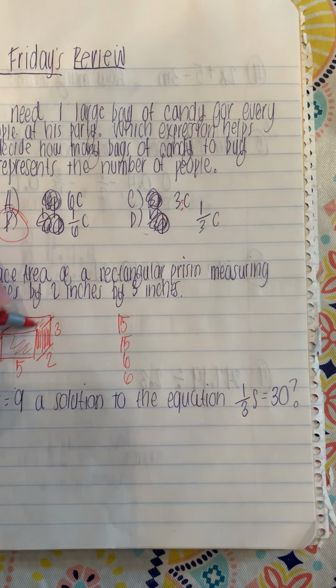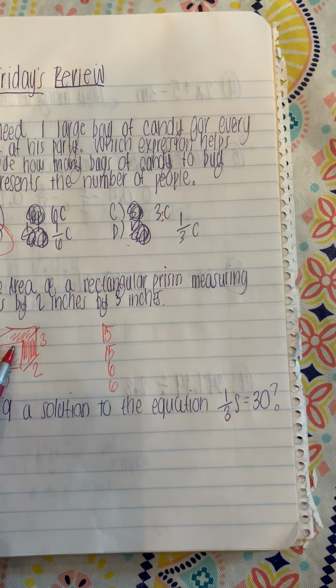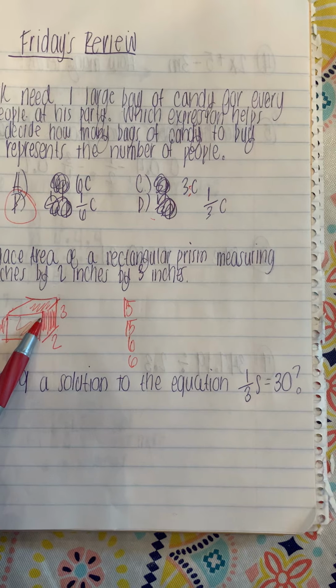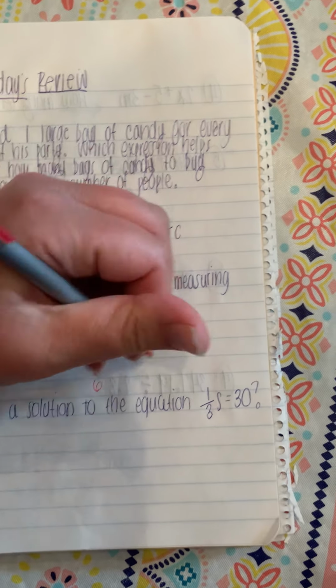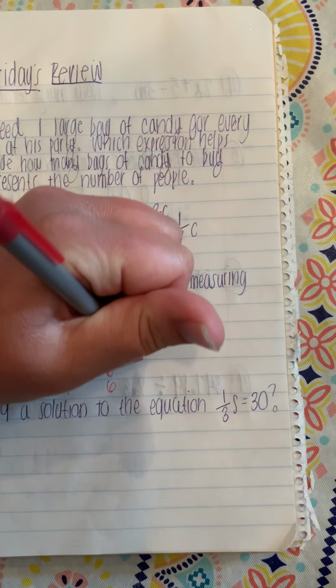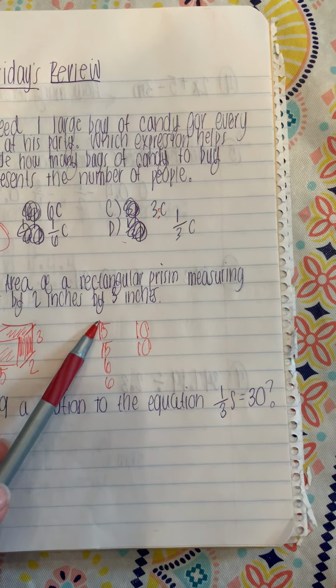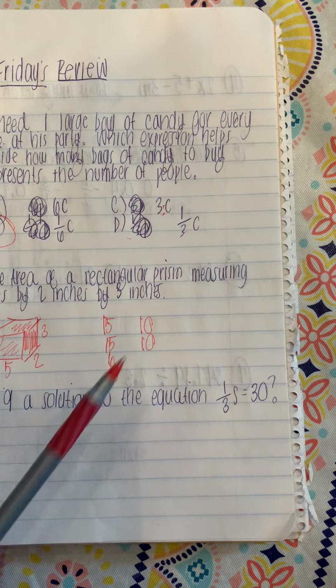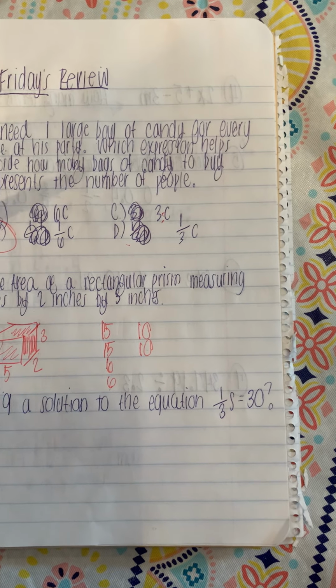Now I'm going to look at the top. The dimensions of the top are going to be 5 by 2, which is 10. And the bottom face is also going to be 10. So I should have 6 numbers here. 1, 2, 3, 4, 5, 6. If I add these up, that will give me my surface area.